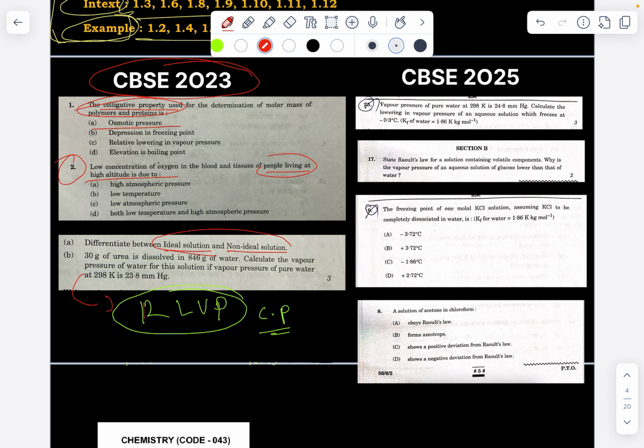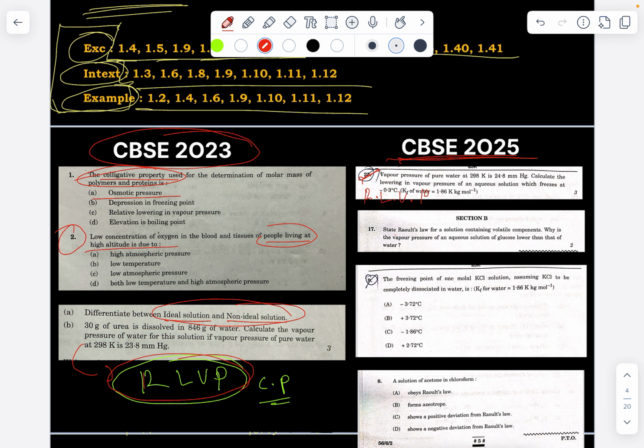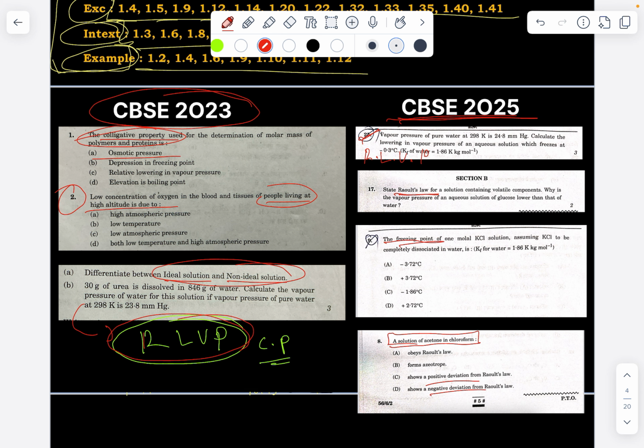And if you go through the last PYQs, the vapor pressure question was asked from the relative lowering of vapor pressure. Again, they will ask relative lowering of vapor pressure, and Raoult's law also. And this question is from the freezing point, and this one is on positive deviation and negative deviation, the solution of acetone and chloroform. This question is from the ideal solution concept, again Raoult's law concept only.